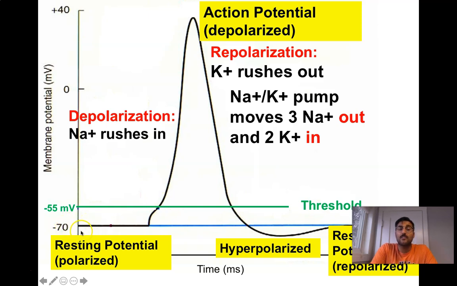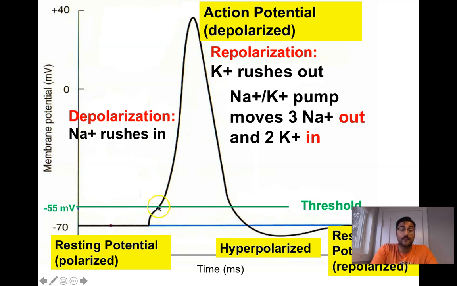So let's say you have a stimulus and it only budged you from negative 70 to negative 60. That's not enough. The threshold, the minimum amount that you have to have in order for a signal to get propagated and for this entire depolarization and repolarization event to occur, is negative 55 millivolts. So unless a stimulus is strong enough to change the membrane potential from negative 70 to at least negative 55, the action potential won't happen.